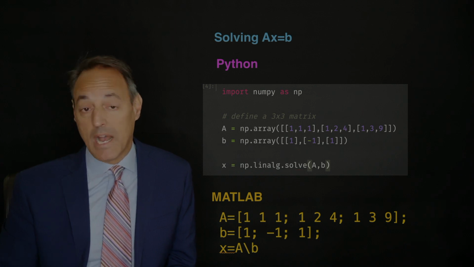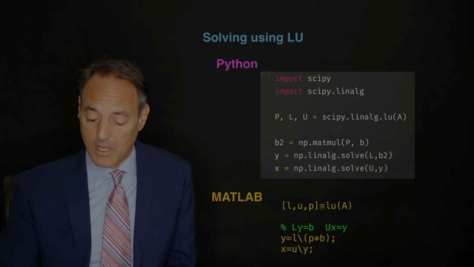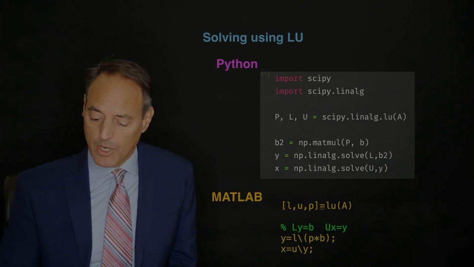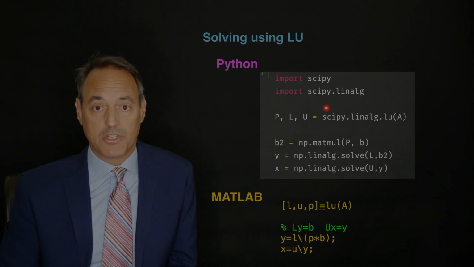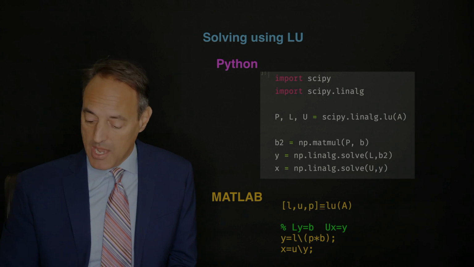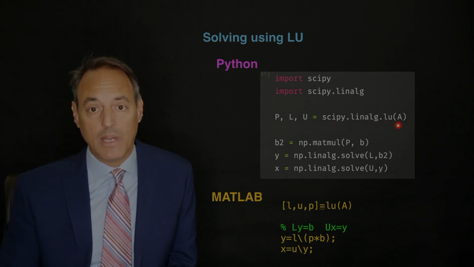Okay? Now let's talk about LU decomposition. How would I do an LU decomposition? So for an LU in Python, we're going to import the SciPy linear algebra package. This is going to give us access to some of these decomposition algorithms. And in fact, here's how you get it: scipy.linalg.lu(A). This is the LU decomposition of A.